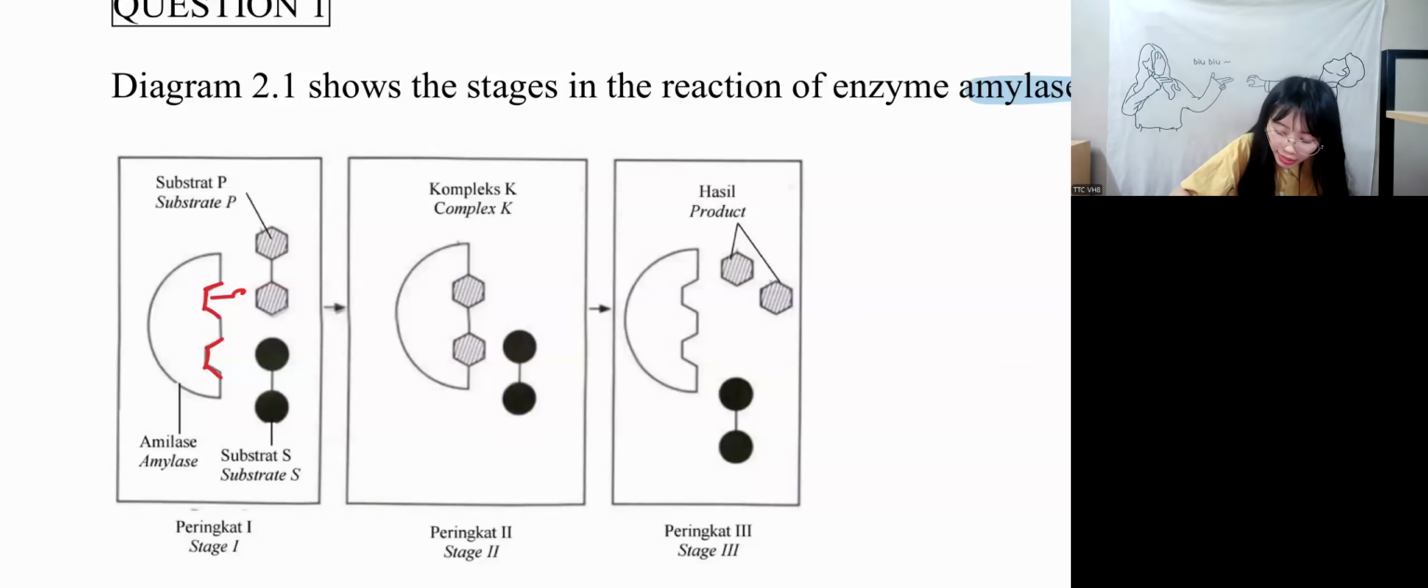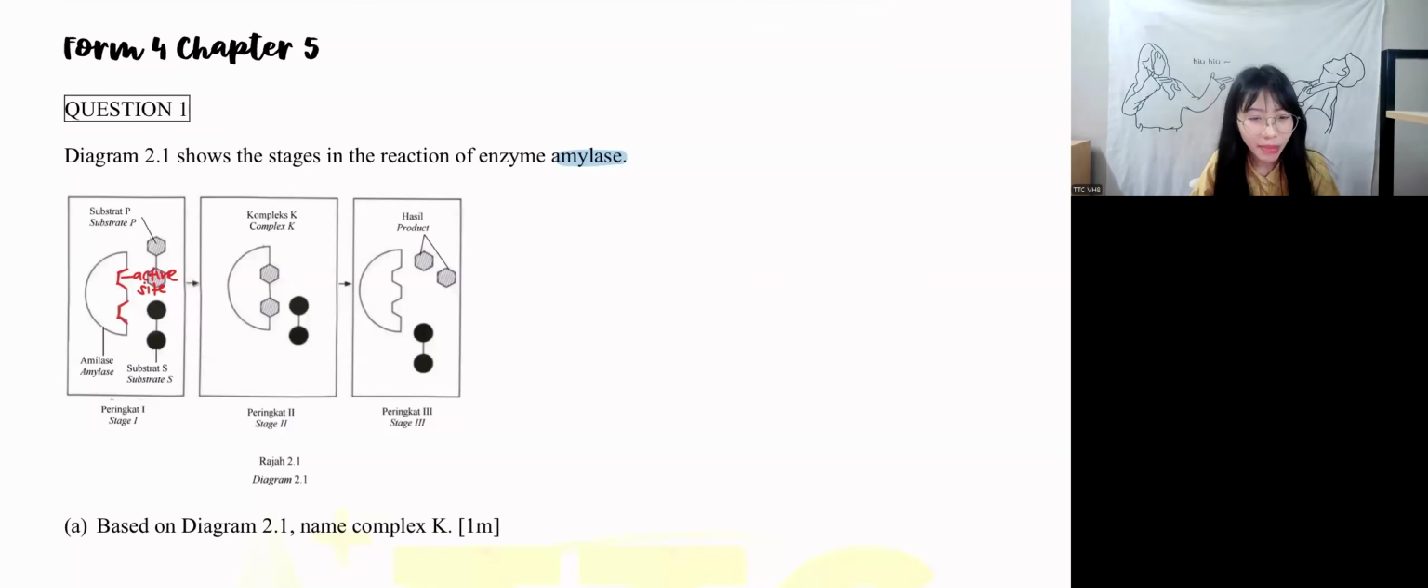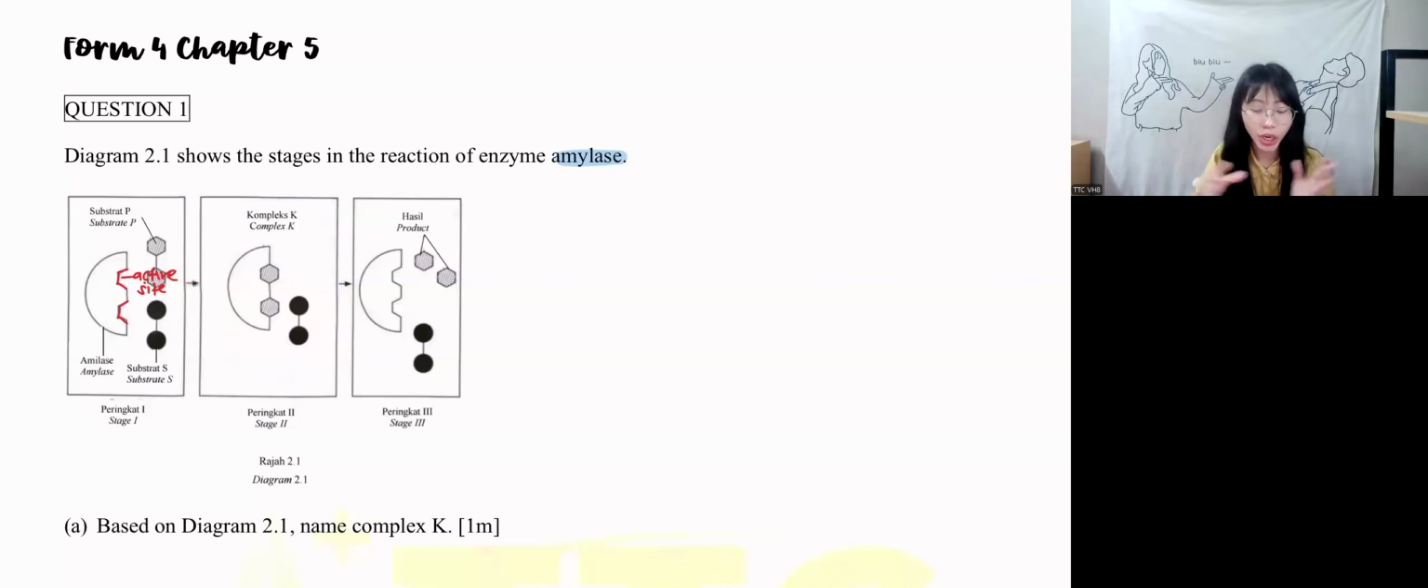It's called the active site. Every enzyme has its specific site. We call this the active site, or active binding site, correct? They have to match. Only if highly specific can they match together. So what is the question asked again? They ask, based on the diagram, name complex K. What is complex K over here? When an enzyme and substrate join together, it's called an enzyme substrate complex.